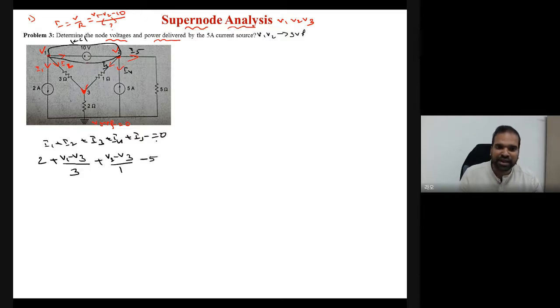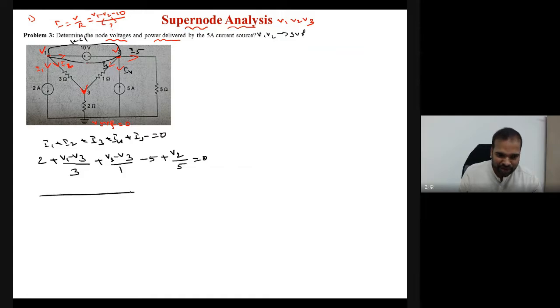Therefore, this is my I5, minus I5. So what about the I5 direction? For the 5 ohm resistor, one end V2 is connected, and the other end V reference is connected. Therefore (V2 minus 0) by 5 equal to 0. Now you need to simplify this one.